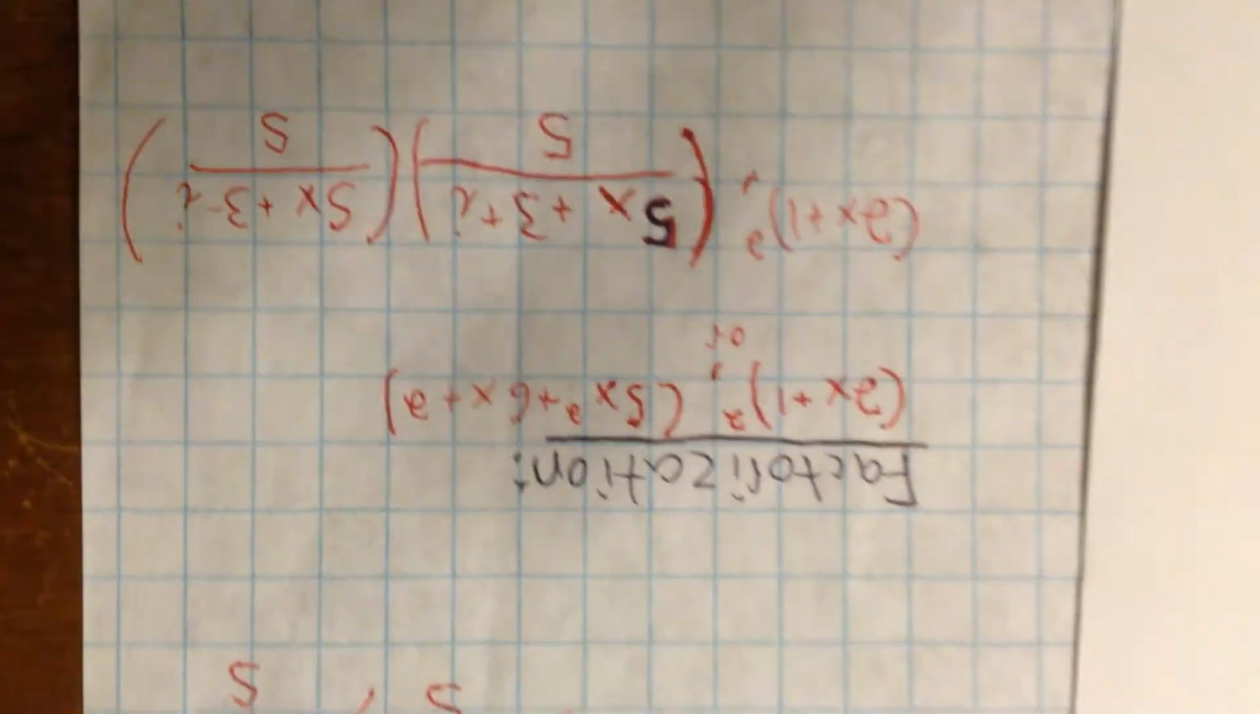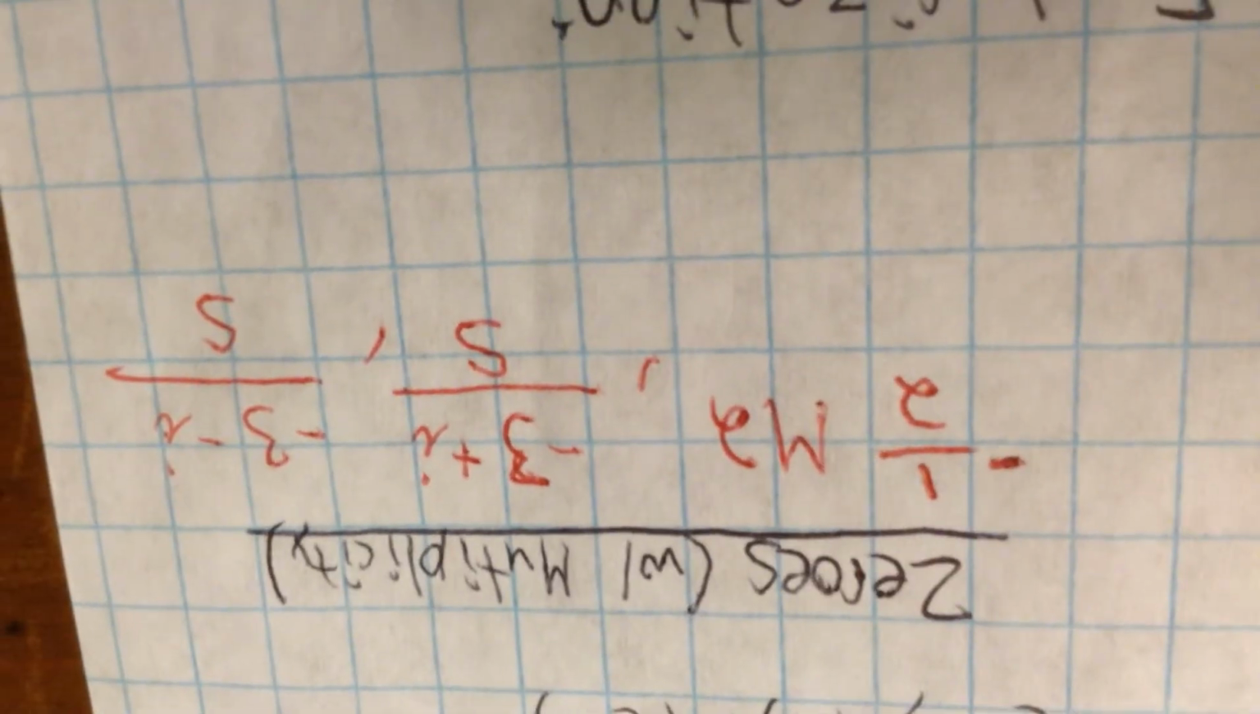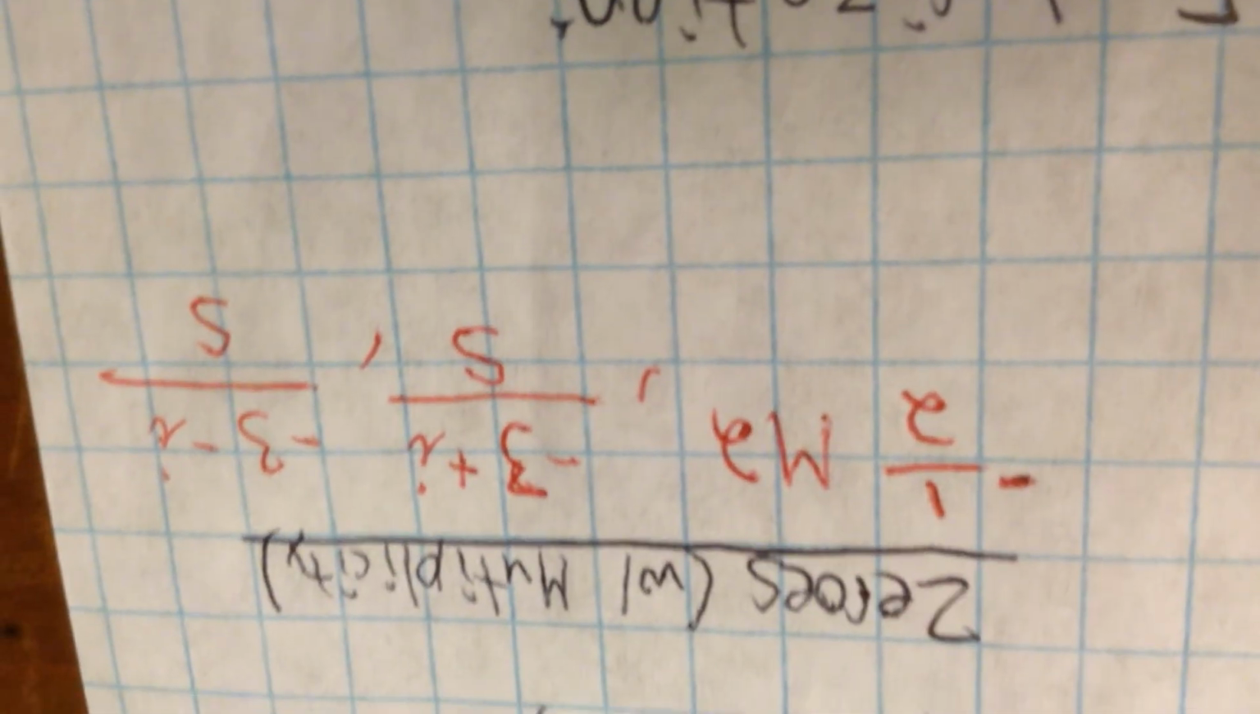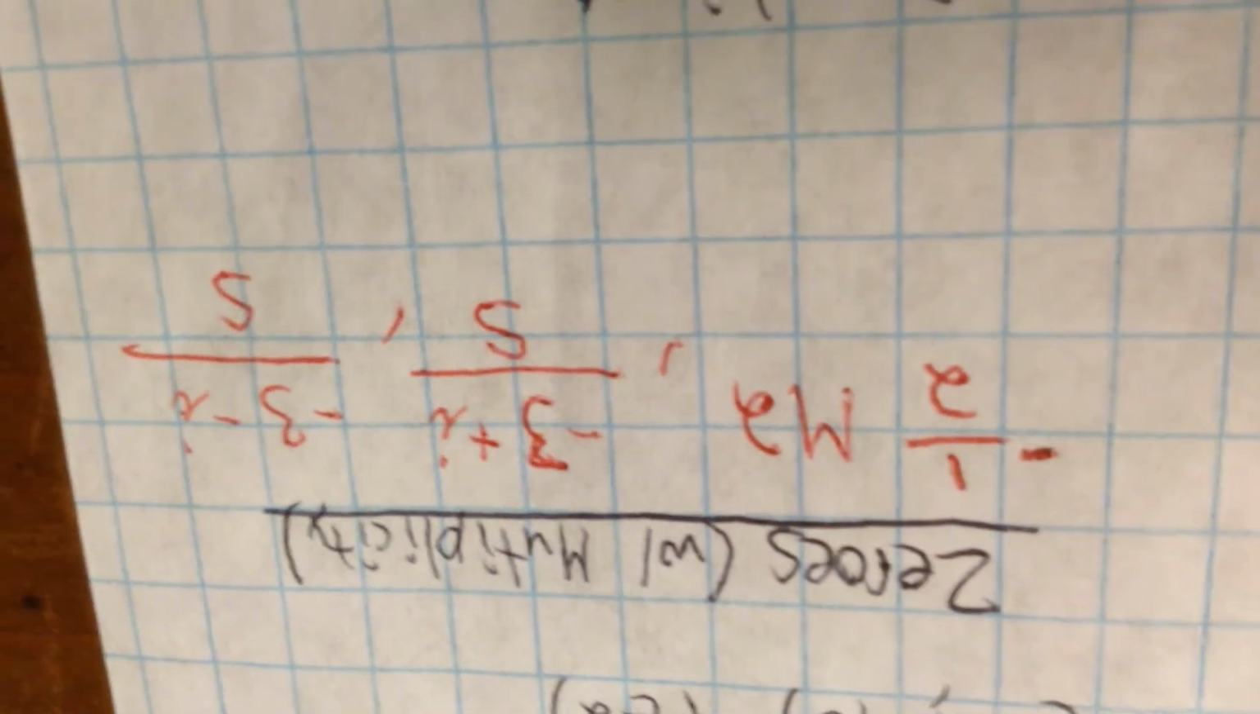And so the zeros of our polynomial are negative 1/2 with multiplicity 2, (-3 plus i) over 5, and (-3 minus i) over 5.